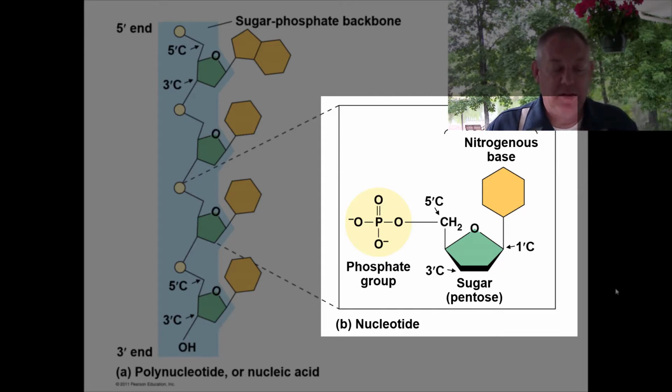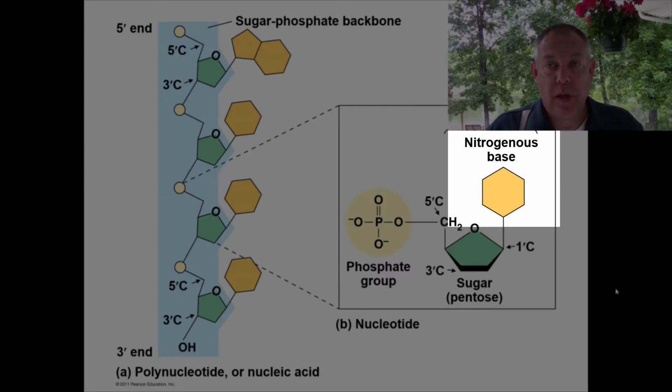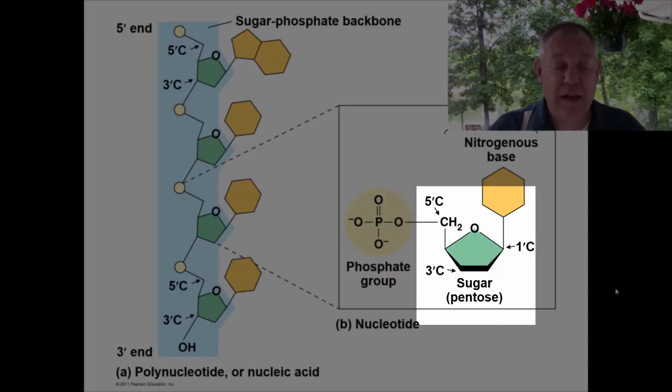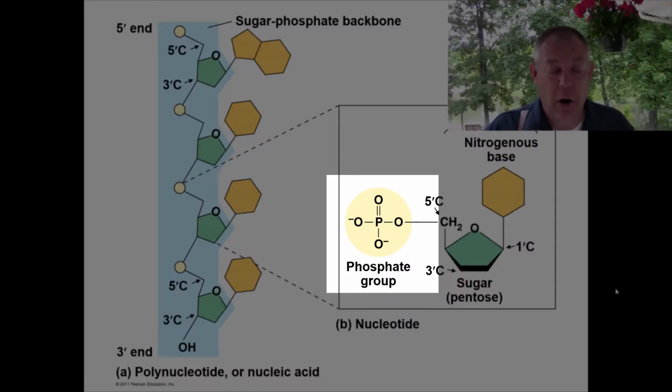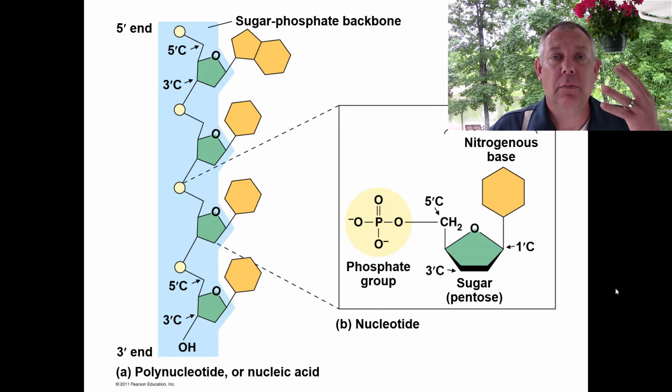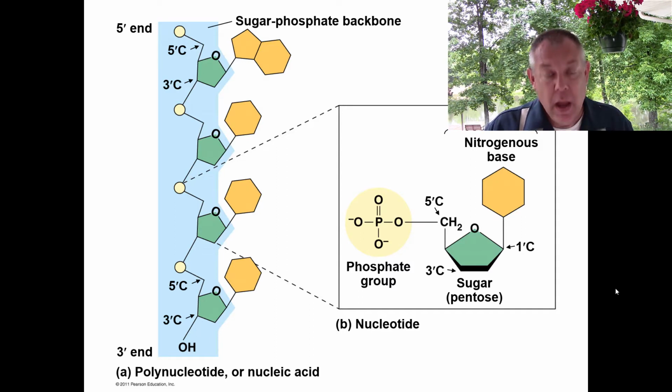So you see the nitrogenous base is at one end, and it's attached to a pentose sugar, so a 5-carbon sugar. Again, count the vertices, and you see there are 5 carbons. And then on the 5' carbon, you've got a phosphate group. Remember that a phosphate is a phosphorus with 4 oxygens attached to it. It's a very reactive molecule. So all nucleotides have this basic structure.